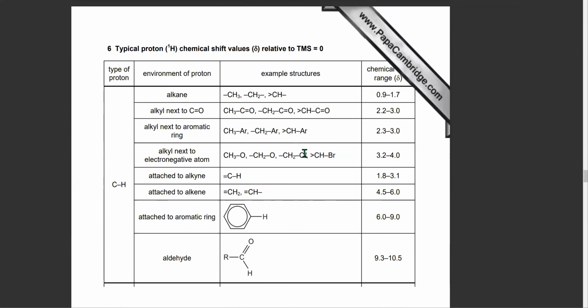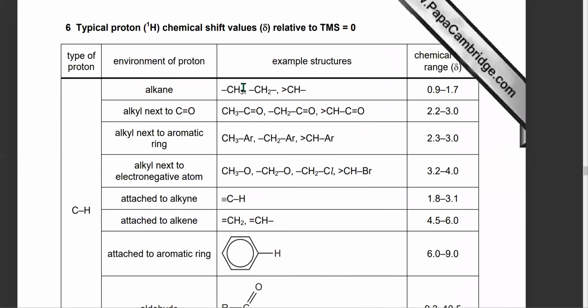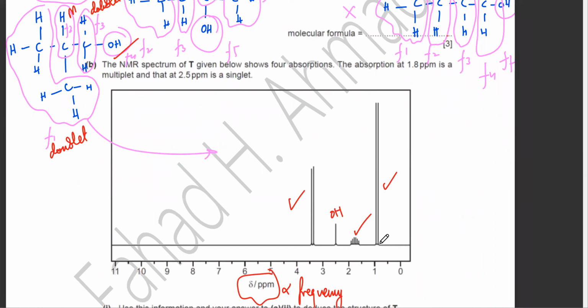So here are some chemical shift values for typical protons. If you have an alkane type, like a carbon chain with hydrogens in it, it resonates at 0.9 to 1.7. So these values are provided. For example, over here, these were the hydrogens which were part of the carbon chain. So look at the resonant frequency. It's around 0.9 to 1.7, somewhere in that range.